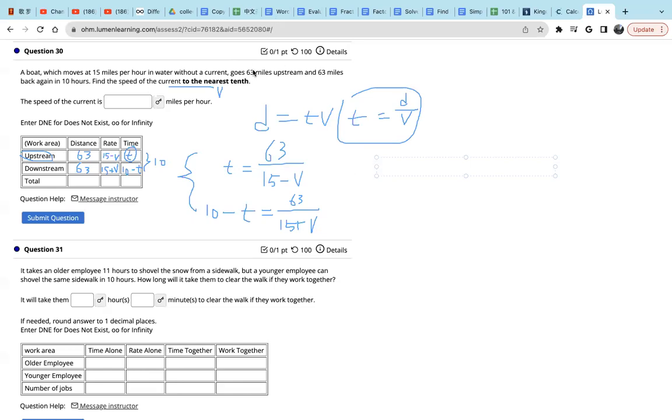So T, I'm going to plug in T. Let me use a different color. T is also this. So I'm going to substitute T from the second equation into this. So I have 10 minus this, better to write, 63 divided by 15 minus V, that equals 63 divided by 15 plus V.